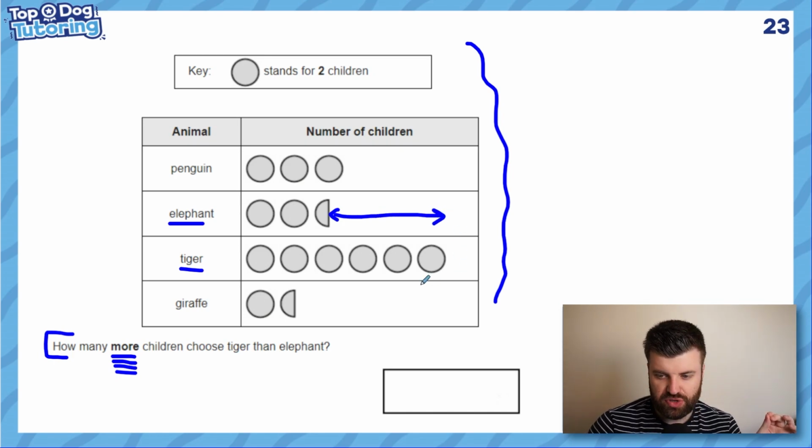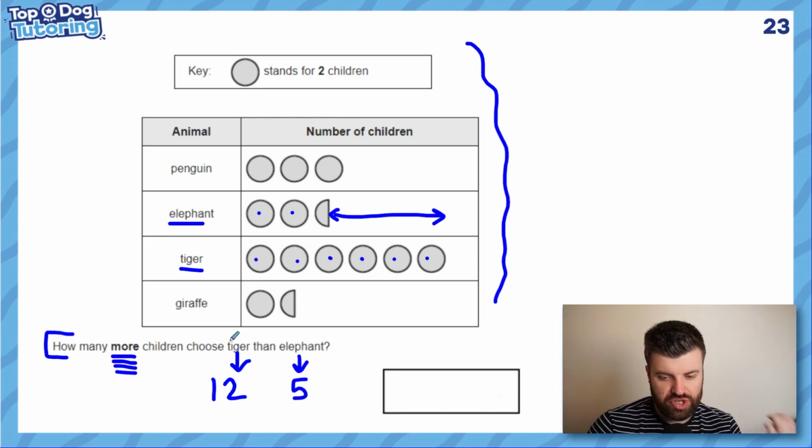My favorite way to make sure is to simply work out how many chose tiger and then work out how many chose elephant and go from there. 1, 2, 3, 4, 5, 6 circles. Each circle's 2. So 12 children chose tiger. Elephant, 2, 4, and then half a circle. Half of 2 is 1. So it's 5. So we have 5 children chose elephant.